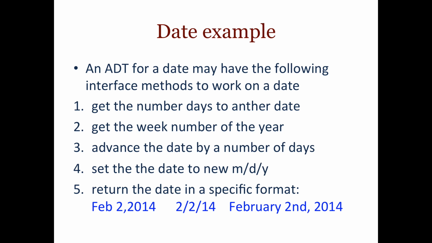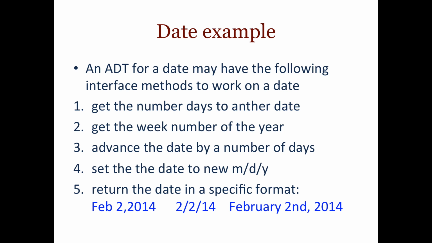Now let's do a date example. An abstract data type for a date may have the following interface methods. It may have a method to get the number of days to another date. It may have a method to get the week number of the year. So if I have a certain date, I can ask what week it is in the year. So it might be week 22 of that year.